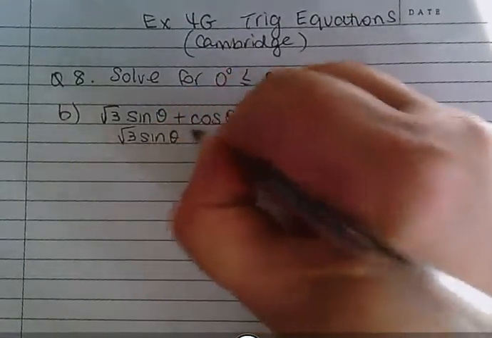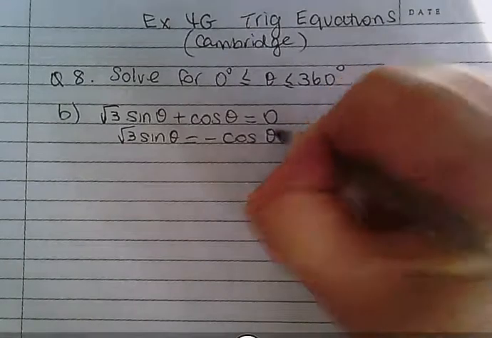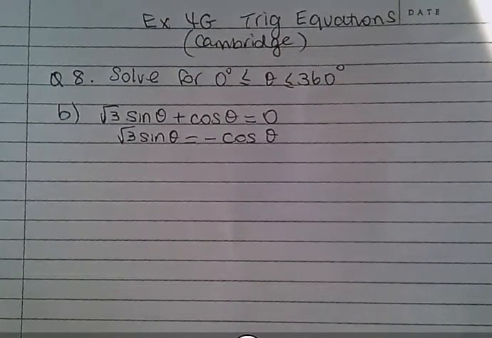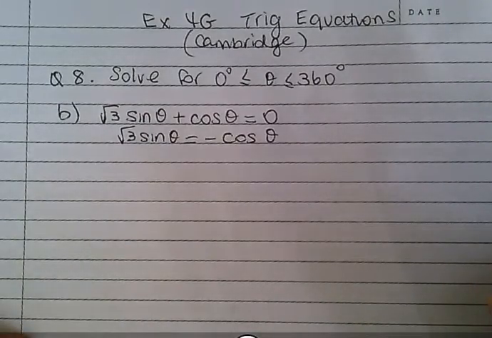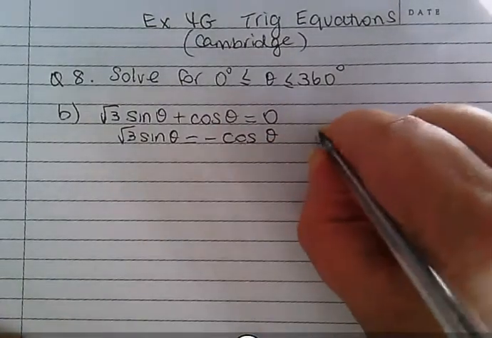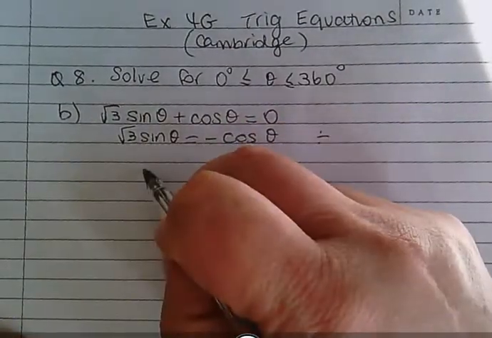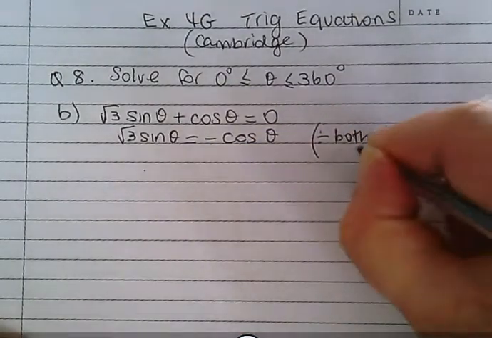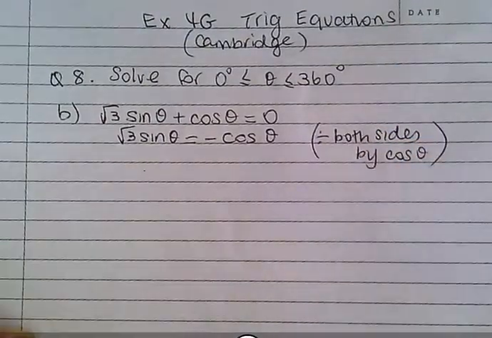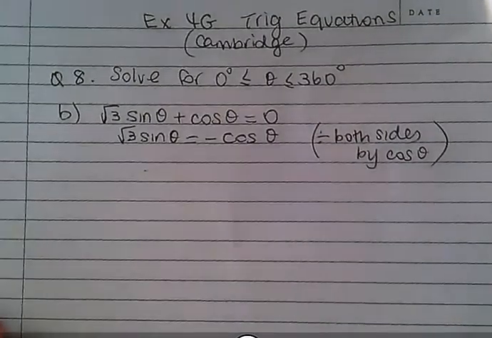Root 3 sine theta equals negative cos theta. What should I do now? I'm going to divide by root 3. Actually, I'm going to divide both sides by cos theta. Look, if I just put the cos under there, I'm going to divide both sides by cos theta. So I've got root 3 sine theta equals negative cos theta. I'm going to divide both sides by cos theta.